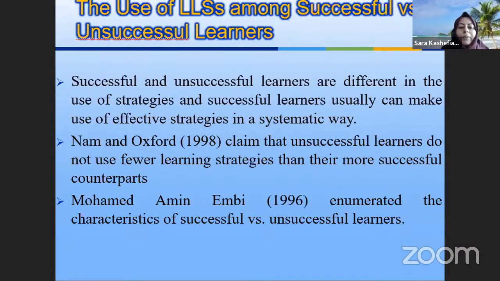So which one uses a fairly limited range and type of strategies? Successful or unsuccessful? Limited ones, limited range of strategies, limited types of strategies. Which one? Very well, you guessed correctly, the unsuccessful ones. So what can successful learners do? They use a wide range of strategies.